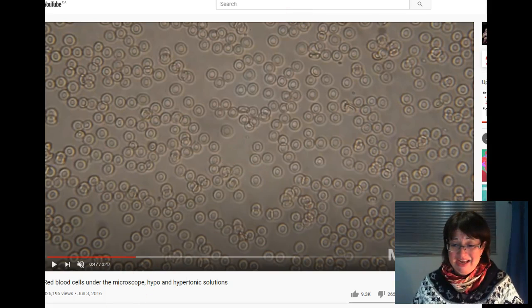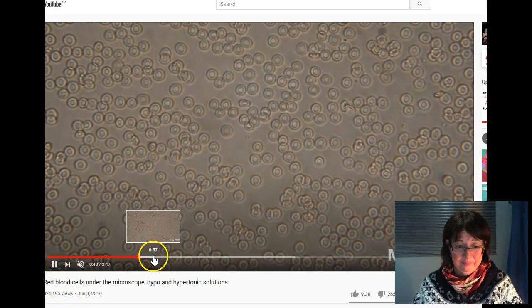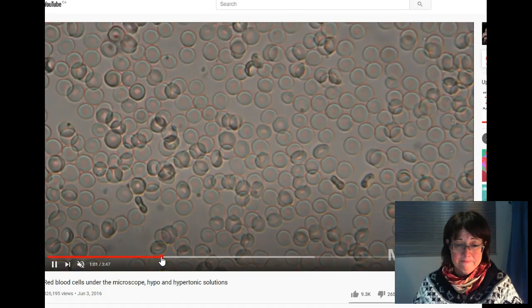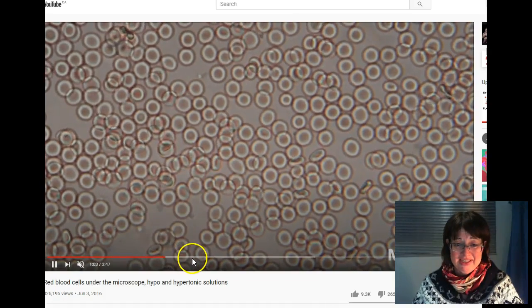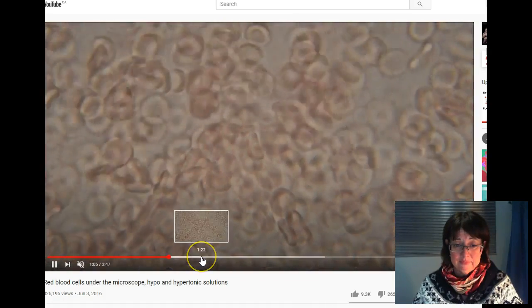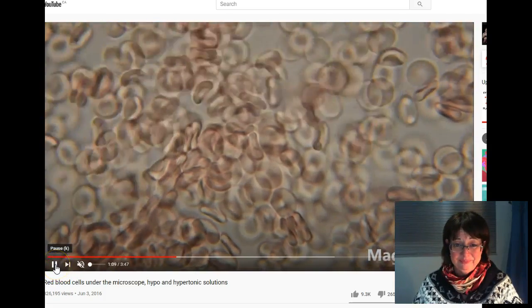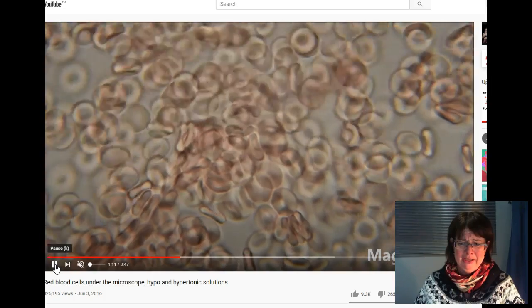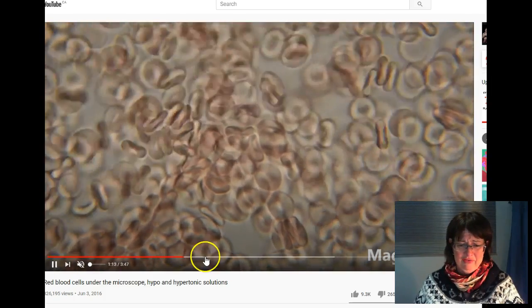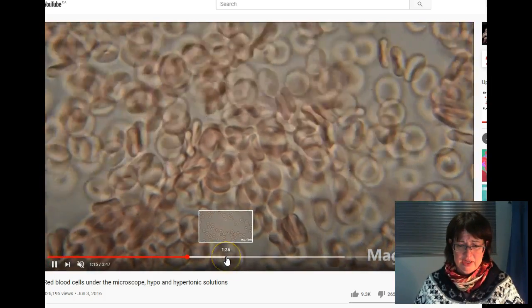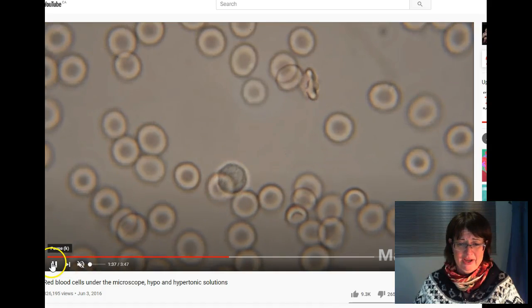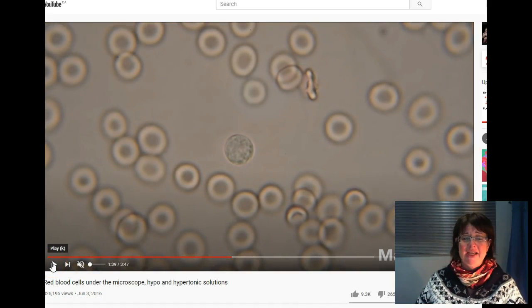Good. So that is at 400. So let's go a little more. This is 600. Here we are now at 1,000. And they're clumping a bit. We want to get away from the clumped area. So let's get away from the clumped area. Okay. This is a beautiful example of the cells.